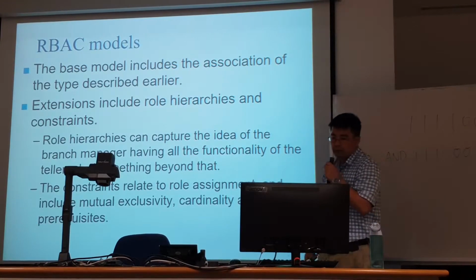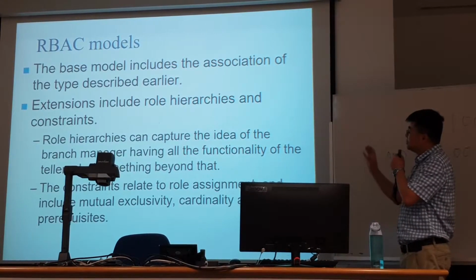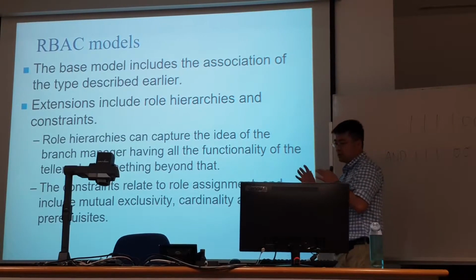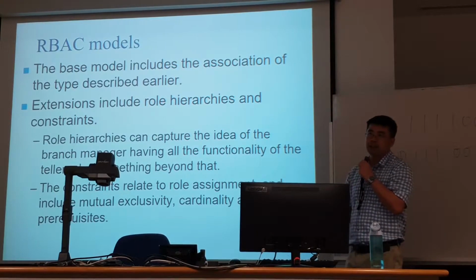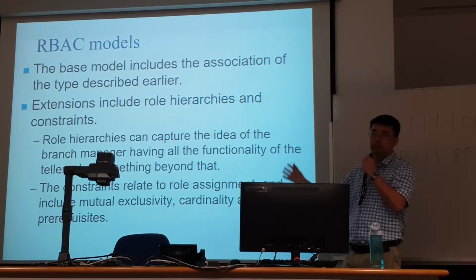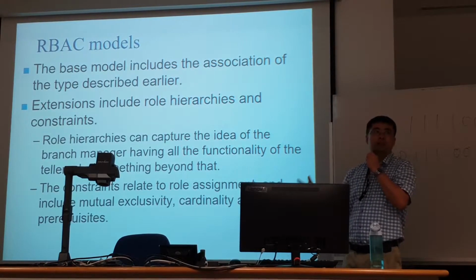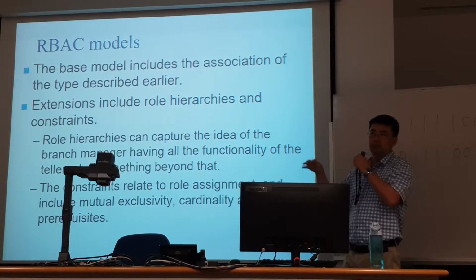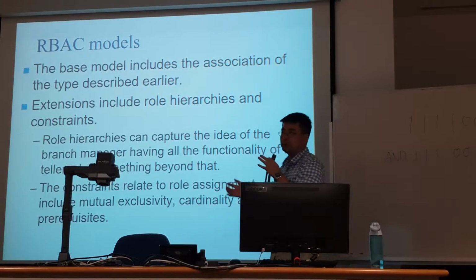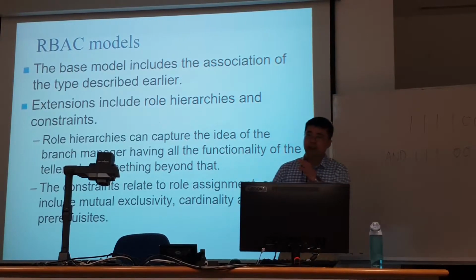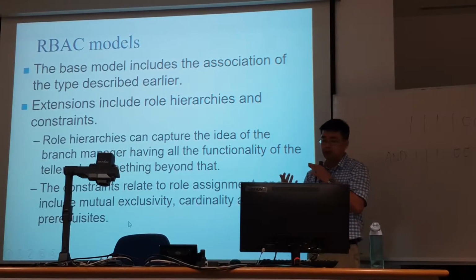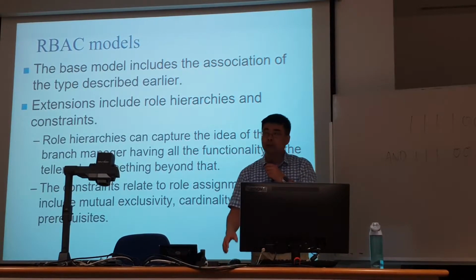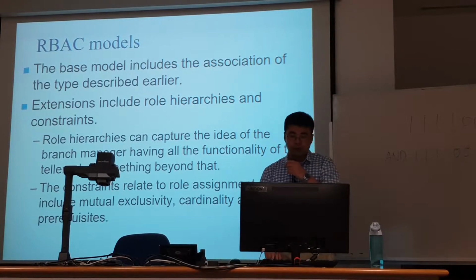So for role-based access control, the base model includes the association between roles and permissions, and then we can also do extensions. For example, we can define a hierarchy. The hierarchy can correspond to the hierarchy of the organization. Given the organization, you can assign roles to different users based on the organization's structure, right? In this case, we can define inheritance. And then for the constraints, sometimes when we assign different roles to the same user, we really need to define some constraints. For example, the mutually exclusive constraint, the cardinality constraint, the prerequisite constraint, and so on.